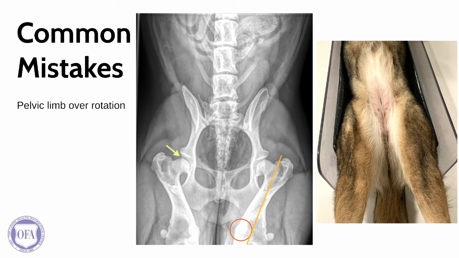There is a misconception that over-rotation of the limbs may help to improve the dog's grade. However, as we can see in this image, this does not hide subluxation of the joints, which is indicated by the yellow arrow. Any degenerative changes, such as sclerosis or osteophytosis, will also not change appearance, so this will not result in a change in the dog's grade.